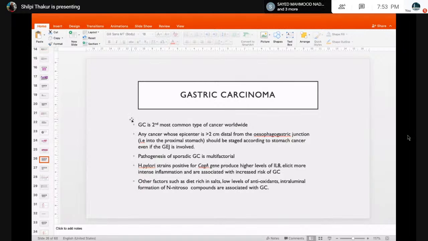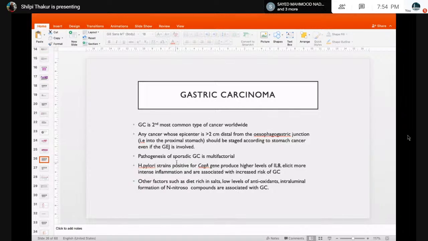Now coming on to gastric carcinoma straight away. Gastric carcinoma is the second most common type of cancer worldwide. How do we define gastric carcinoma? Any cancer whose epicenter is more than 2 centimeters distal from the esophagogastric junction, that is, into the proximal stomach, should be staged according to stomach cancer, even if the gastroesophageal junction is involved. This is the definition of stomach cancer given in the WHO 2019. So we need to find the epicenter, and if it is more than 2 centimeters distal from the esophagogastric junction, then it is under stomach cancer.